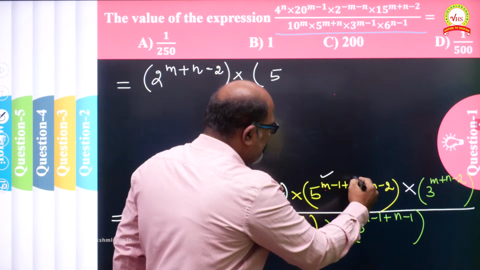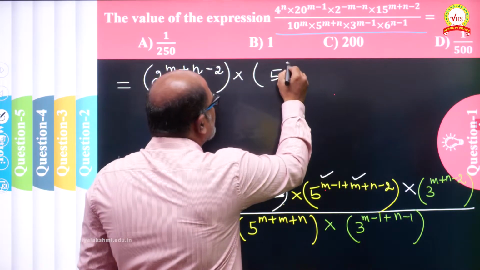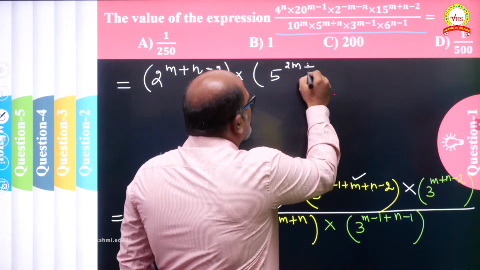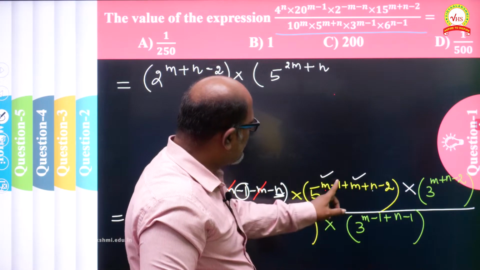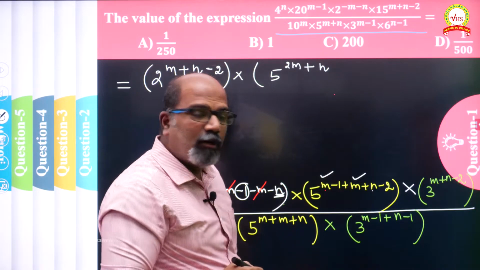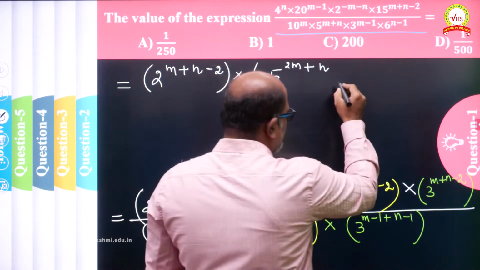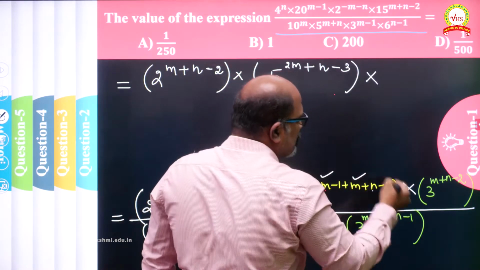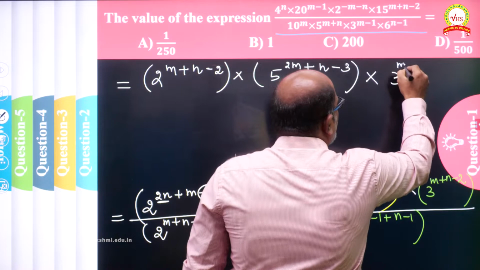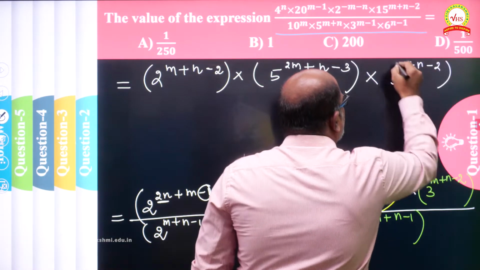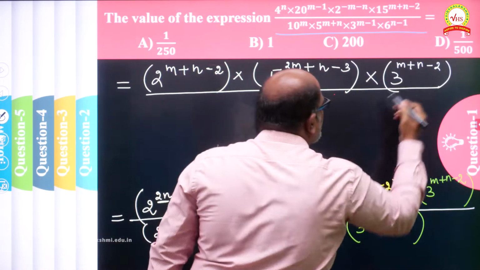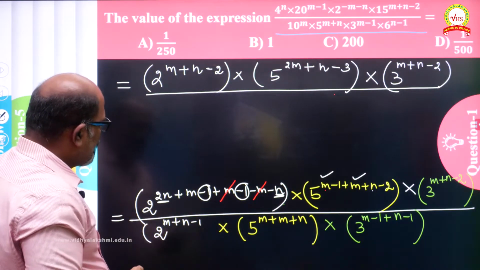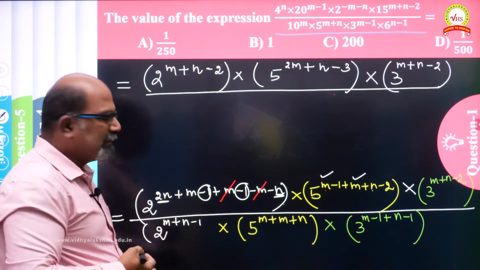So when you add this m and this m, you will be having 2m. And after that you will be having this n plus n, and then this minus 1 and minus 2, when you add together, what you will get? You will get minus 3. Yes, minus 3 you will be having, multiplied by, at last we are having 3 to the power of m plus n minus 2. Yes, the numerator part is over in this simplification process.